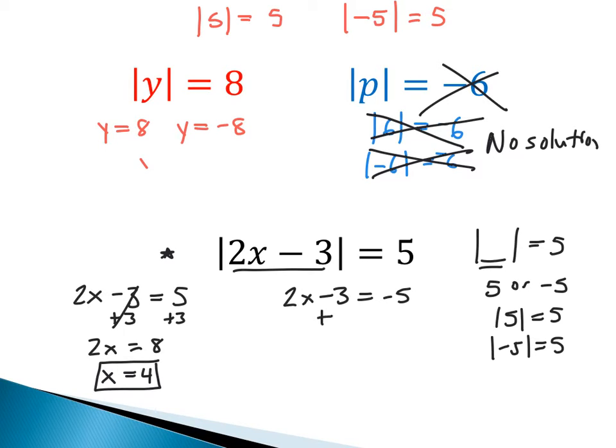Over here, if I add 3 to both sides, again, same process, I'm going to get 2x equals negative 2. Divide by 2 again, you're going to get x equals negative 1. So what I get here is two solutions.